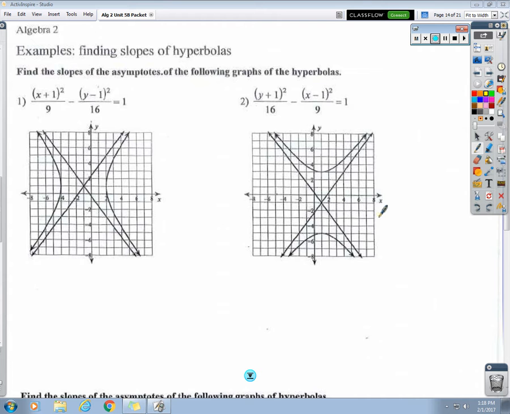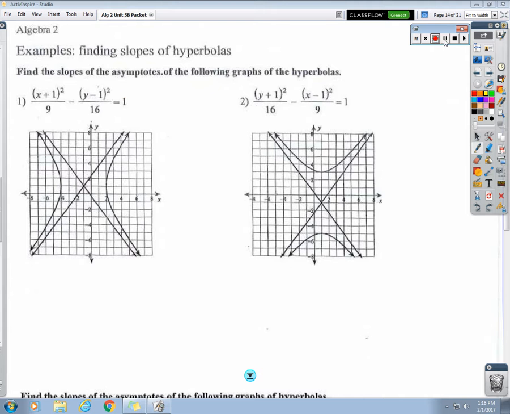The directions for this page say, find the slopes of the asymptotes of the following graphs of the hyperbolas. Okay, so look at number 1. Okay, this is a hyperbola.